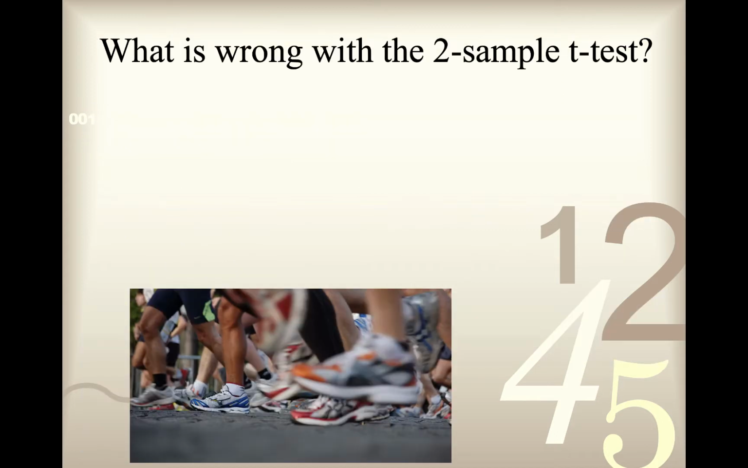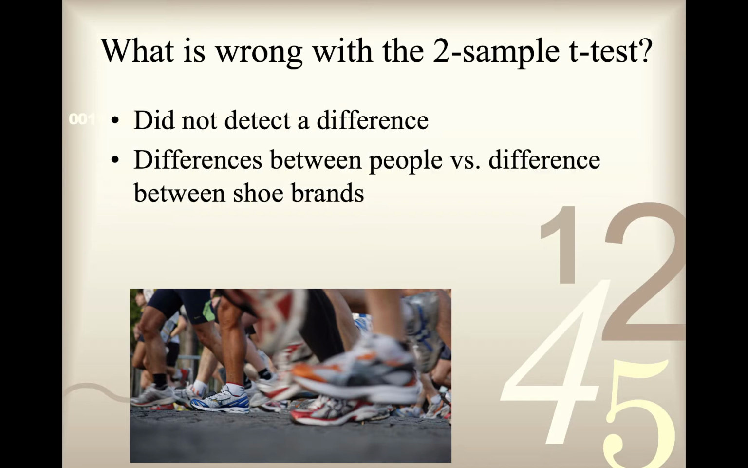Well, what's wrong with just doing it this way? One thing that's wrong is that we did not detect a difference, but what if a difference is actually there and we just didn't detect it? The reason we didn't detect a difference is that we picked up differences between the people and differences between the shoe brands. By doing an independent sample t-test, we're getting two types of differences.